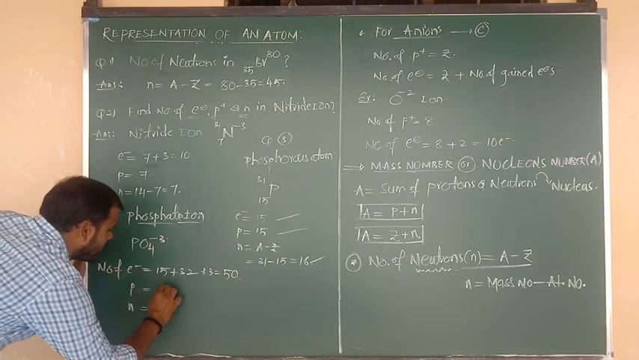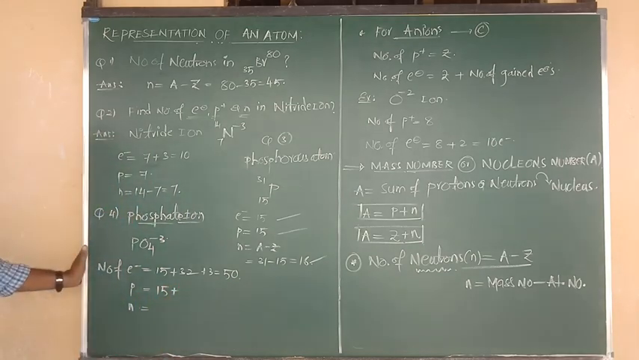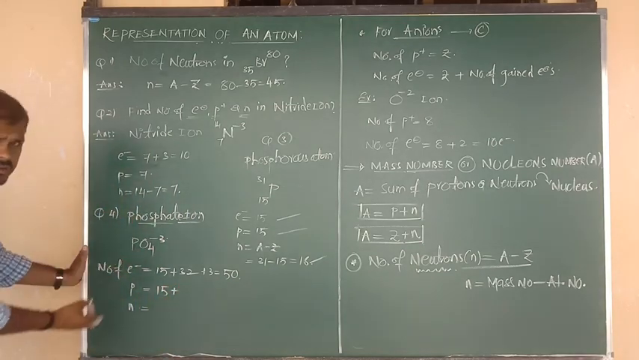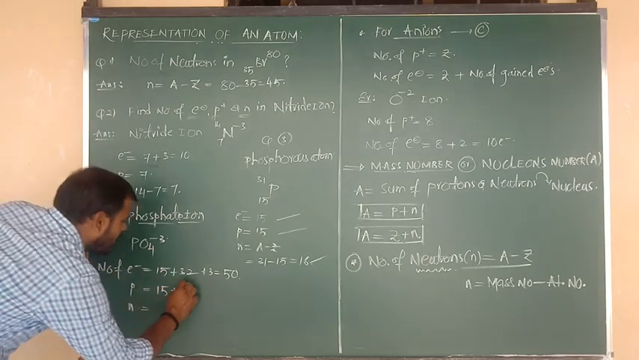Go for the number of protons. Again, the phosphorus atomic number is 15, which is equal to the number of protons. The oxygen atomic number is 8, and 8 fours are 32.